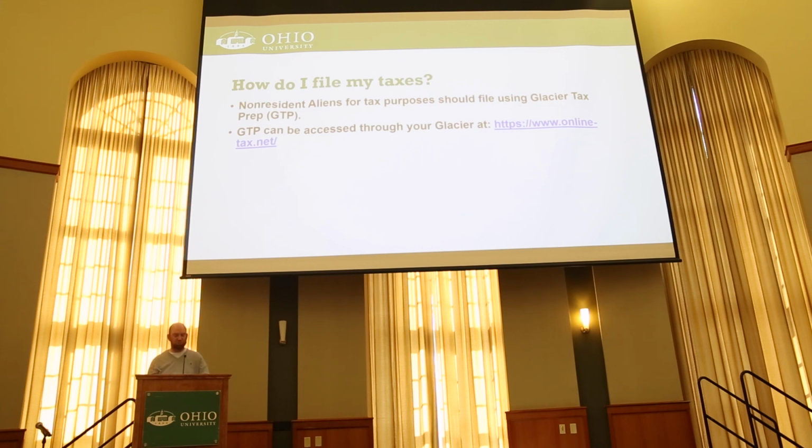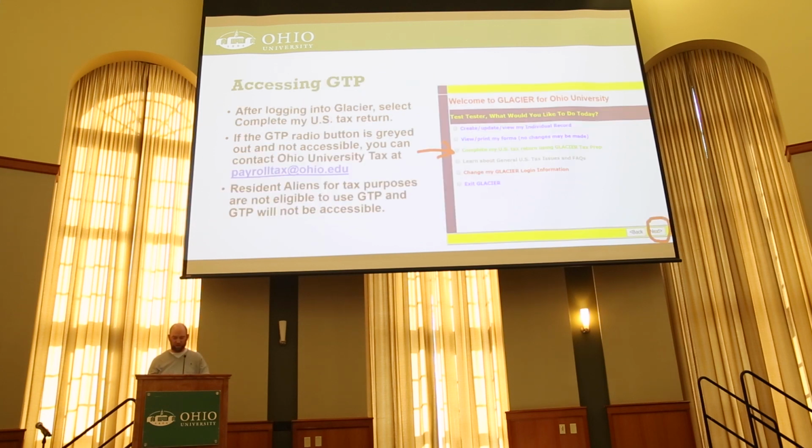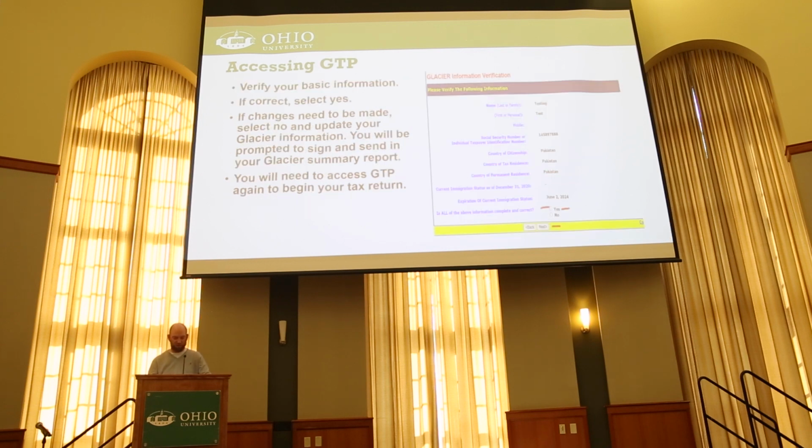GTP, Glacier Tax Prep, is the software we recommend for folks to file their federal tax returns. You can get to GTP through Glacier. It'll be the third radio button. It'll be green in color. You can click on that. It will ask you a couple questions in Glacier, and then it'll move you over to the Glacier Tax Software website. So it'll ask if all this information is correct. This will be the first step still in the Glacier side.